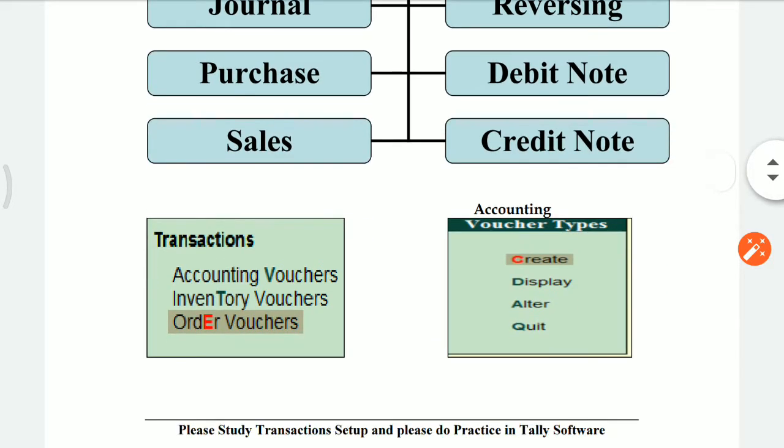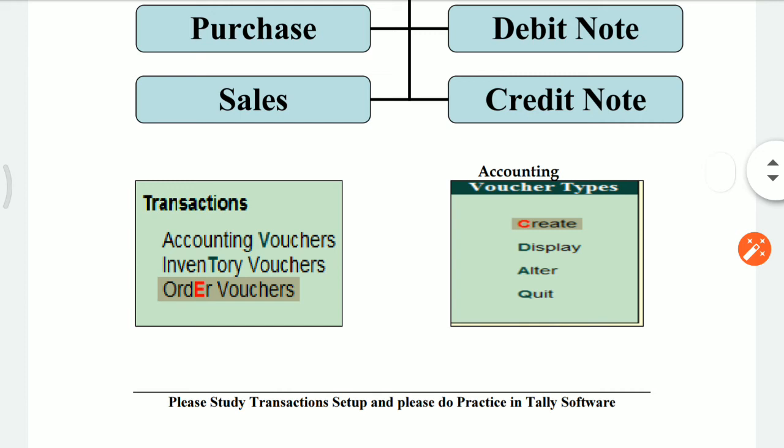Purchase. When you want to book the purchase on credit basis, that time purchase voucher. And debit note, purchase return. Sales, when you sell the goods on credit basis, and credit note, sales return.